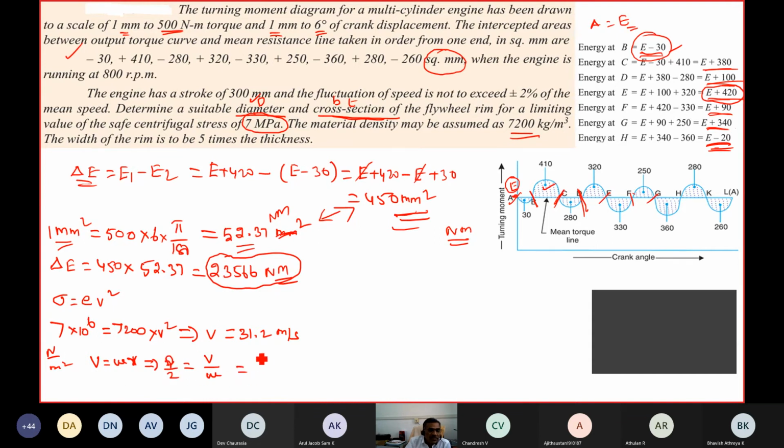What is velocity we know? V = πDN/60. Omega is equal to 2πN/60. What is the value of N? In the problem it is given.